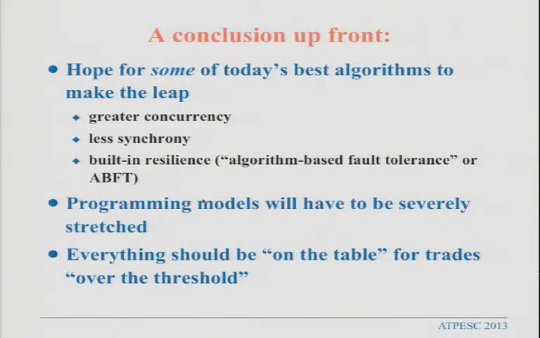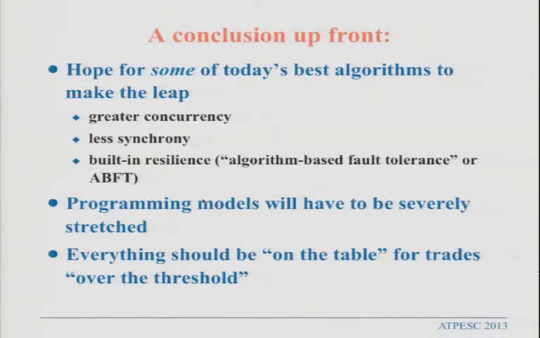And everything should be on the table for trades that are over the thresholds. The astrophysicists really do need to talk to the NVIDIA and Intel and AMD people, and have to be willing. We may have to give up PDEs for lattice-Boltzmann or particle methods, or preconditioned Poisson solvers with fast multipole. There's a lot of things that may seem a little bit multidisciplinary, but those should all be on the table because we may need every single one of them.